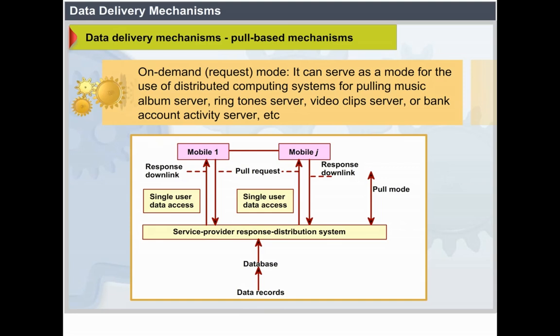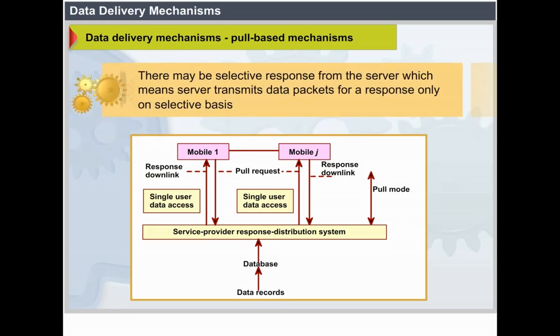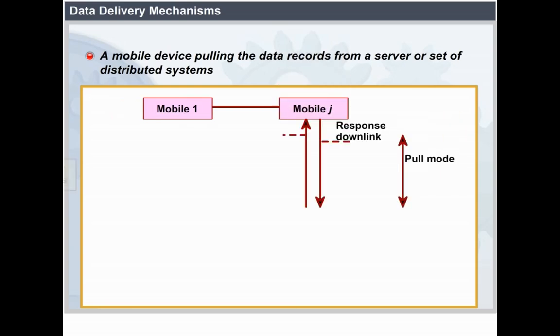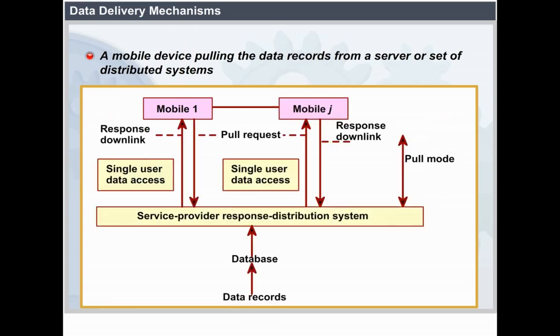On-demand request mode. Use of distributed computing systems for pulling from a music album server, ringtone server, video clip server, or bank account activity server, etc. There may be a selective response from the server, which means the server transmits data packets for a response selectively. Transmission is done after client authentication, verification, or subscription account check. The figure below shows a mobile device pulling the data records from a server or set of distributed systems.